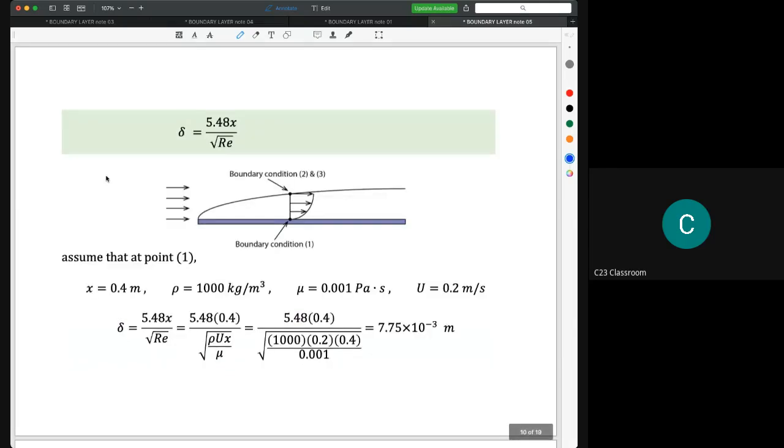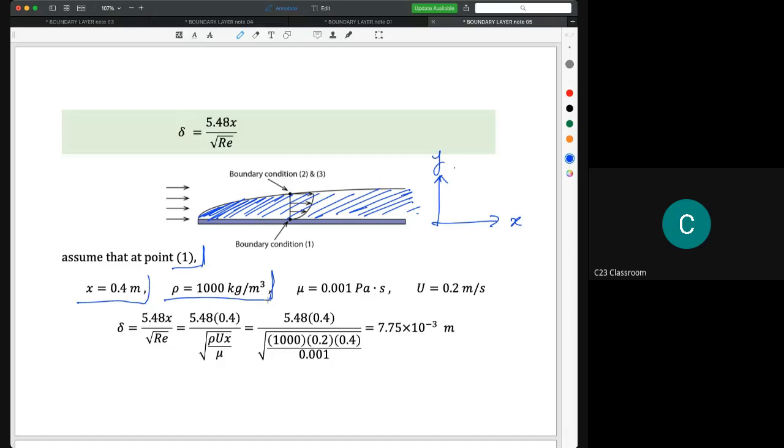Okay, next. We know that delta is 5.48x over square root Reynolds. So for example, we assume we have a boundary layer here. So macam mana cara nak mengguna delta? So katakan di sini adalah paksi X dan di sini adalah paksi Y, and at point 1 here the data is x equal 0.4 meter, and the density is 1000 kg per meter cube, meaning the fluid here is water. And then mu is 0.001 and the velocity of moving fluid is 0.2 meter per second. So how to determine the boundary layer thickness at point number 1 here?